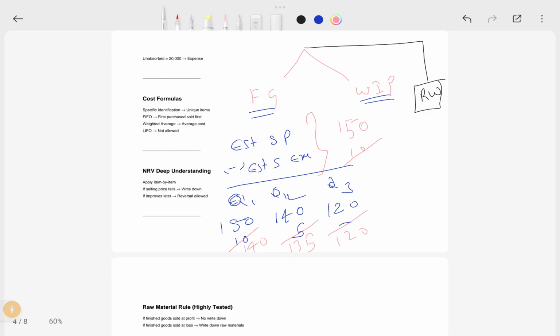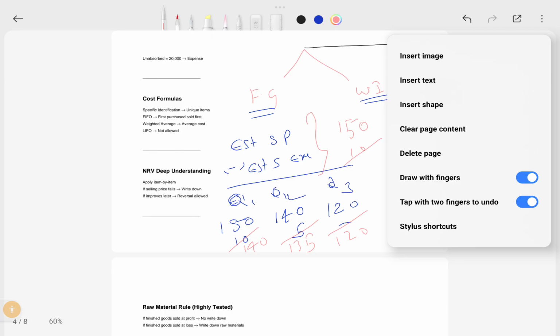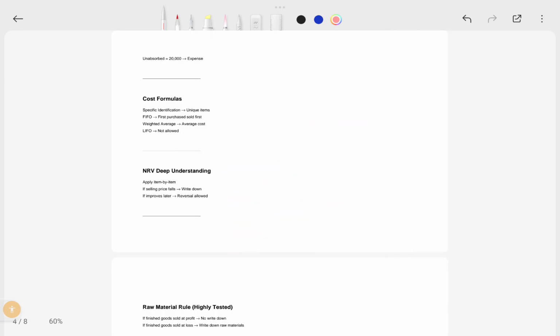Say suppose in the same example you take these three items. In the same example, you have this based on the quantity of the stock. You substitute these formulas and calculate cost or NRV, whichever is lower, that would be the cost of the inventory.